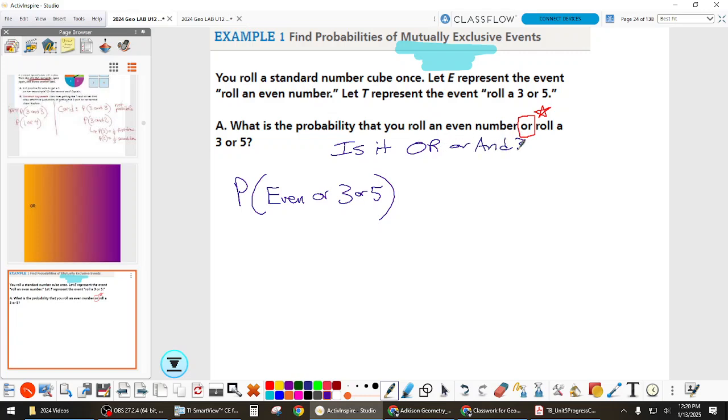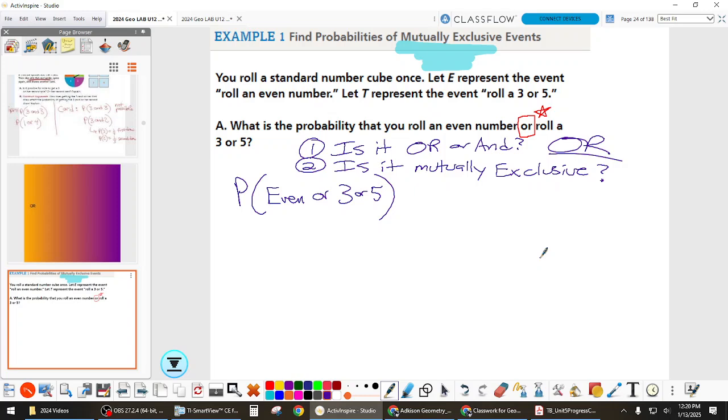Yeah, we have decided it's "or." Okay, so that's question 1. Question 2: is it mutually exclusive? What does mutually exclusive mean? Cannot be two different results.